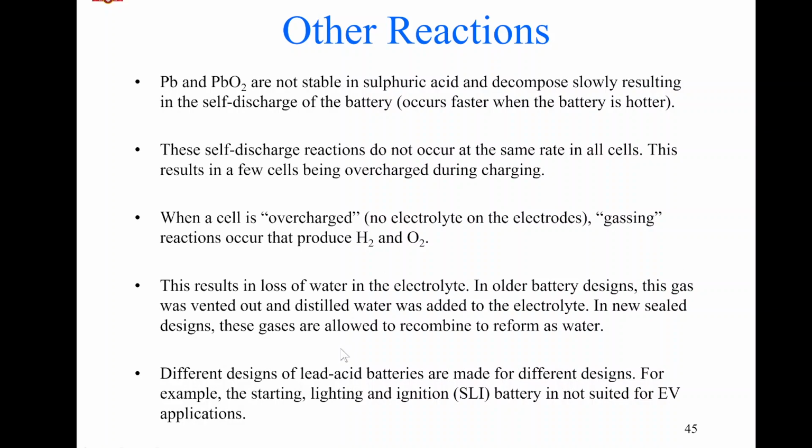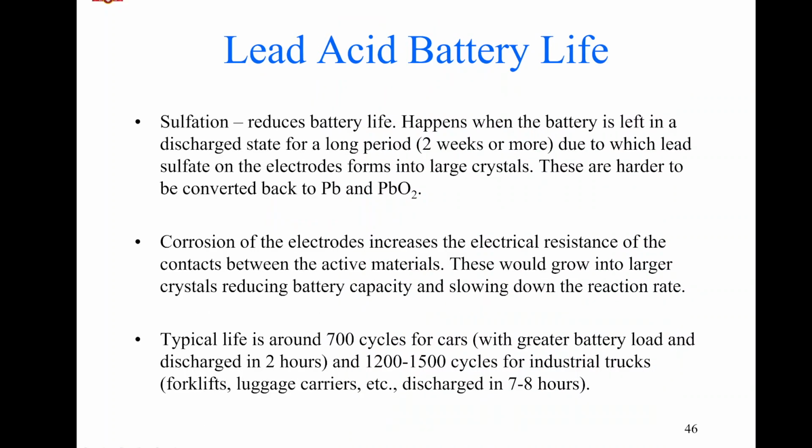In our general vehicles, we do have lead acid batteries which are used for starting, lighting and ignition purposes. But the energy density of this battery does not make it suitable for electric vehicle applications. Another problem with lead acid batteries is that of sulfation, which reduces battery life.